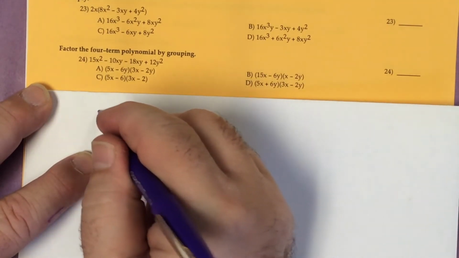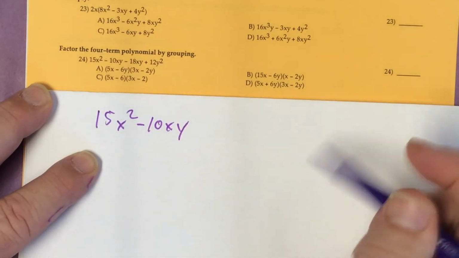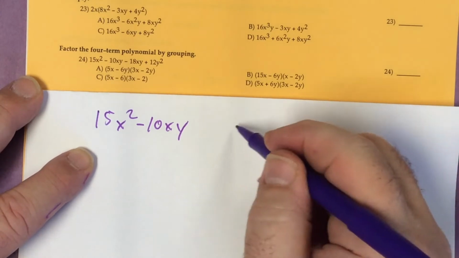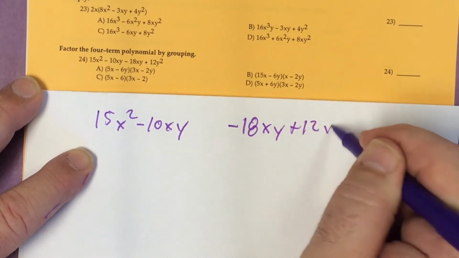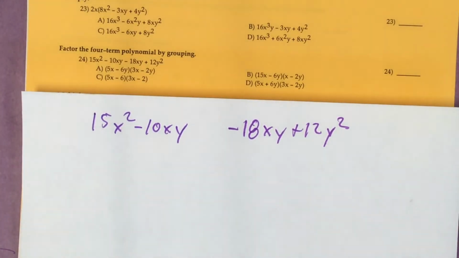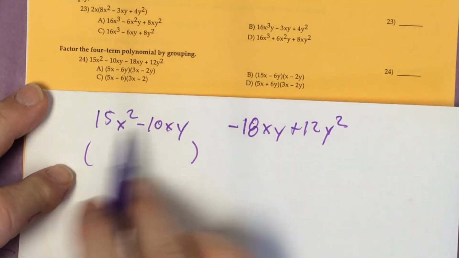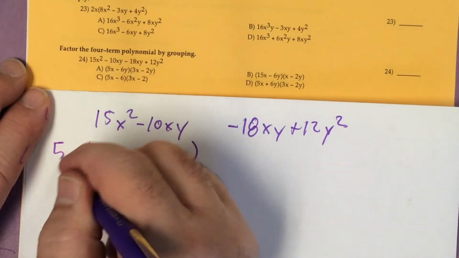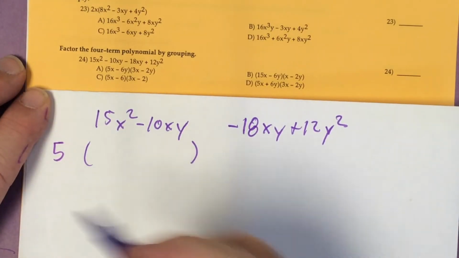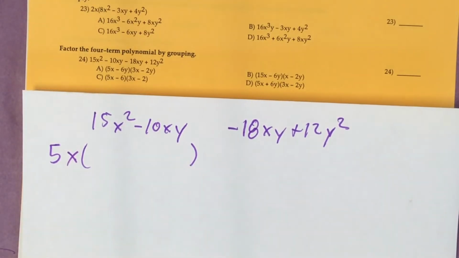So I'm going to write the first 2 terms out, 15x squared minus 10xy. And then the second 2 terms are going to spread out a little bit: negative 18xy plus 12y squared. If I'm looking at that, I try to see what is the greatest common factor that I can factor out of 15x squared and 10xy. For 15 and 10, that greatest common factor is going to be 5. For x squared and x, it's going to be x. And there's no y here, so that's not something you can factor out.